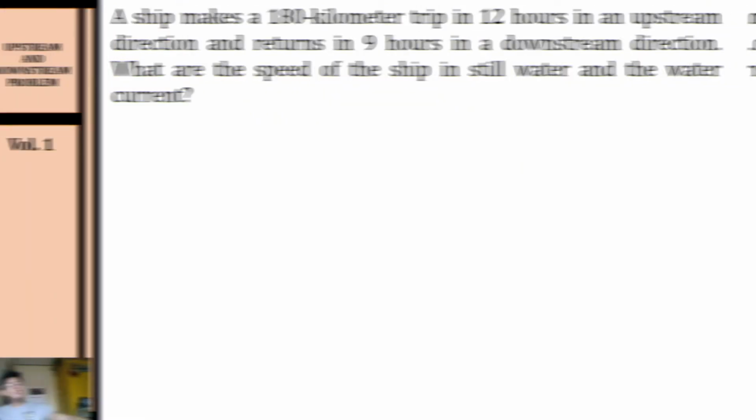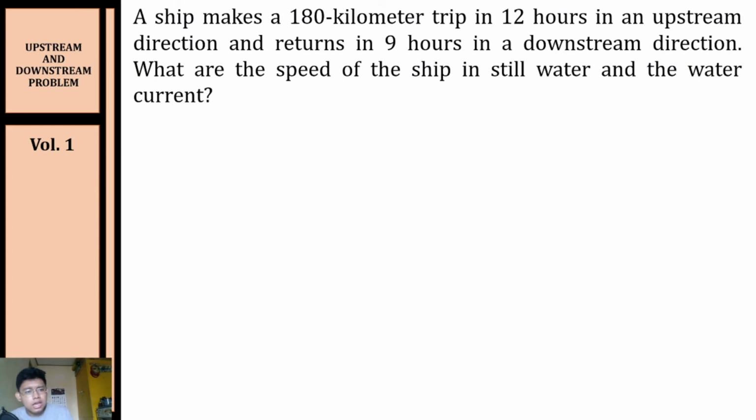Alright, okay, let's have another example. A ship makes a 180 kilometer trip in 12 hours in an upstream direction and returns in 9 hours in a downstream direction. What are the speed of the ship in still water and the water current? So in this word problem, we are identifying two things. We are looking for the speed of the ship and the speed of the water current.